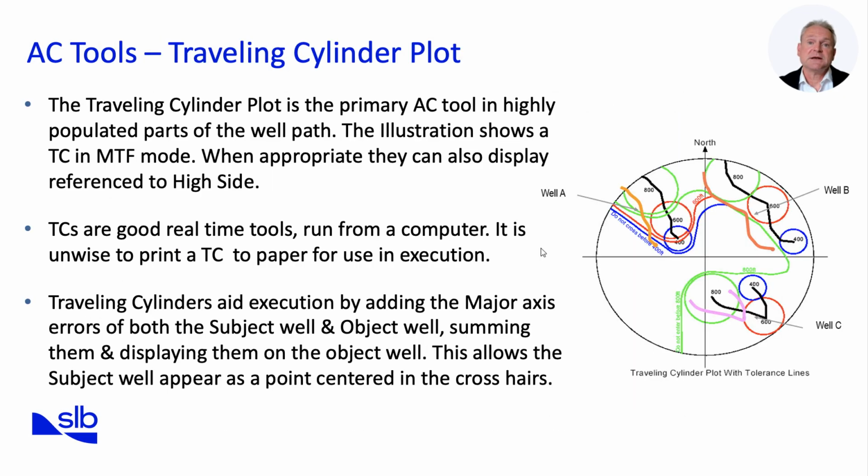The travelling cylinder is considered the primary anti-collision tool in crowded well environments because it updates clearance dynamically as drilling progresses. In this example, the subject well is displayed against offsets with major axis errors combined for both subject and object wells. The result is shown visually as the subject well appearing as a point centered in crosshairs on the plot. This makes interpretation quick and intuitive for the directional driller.